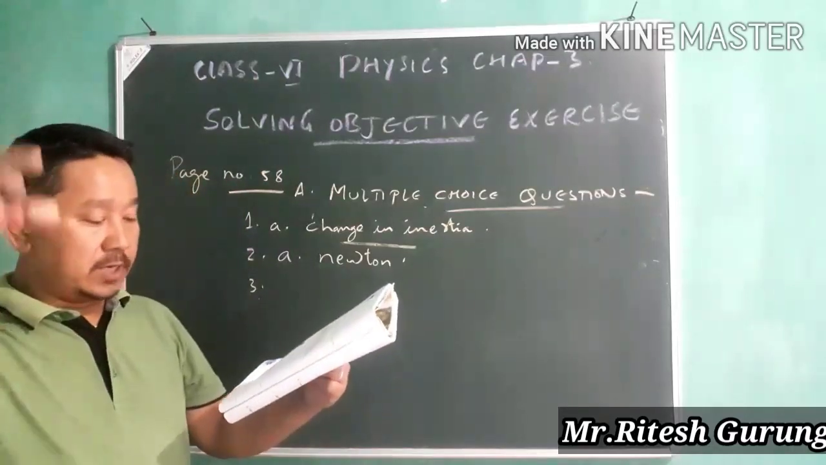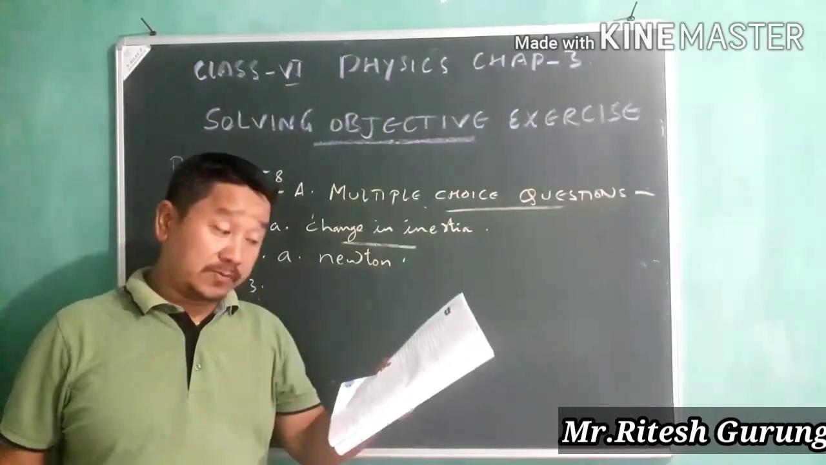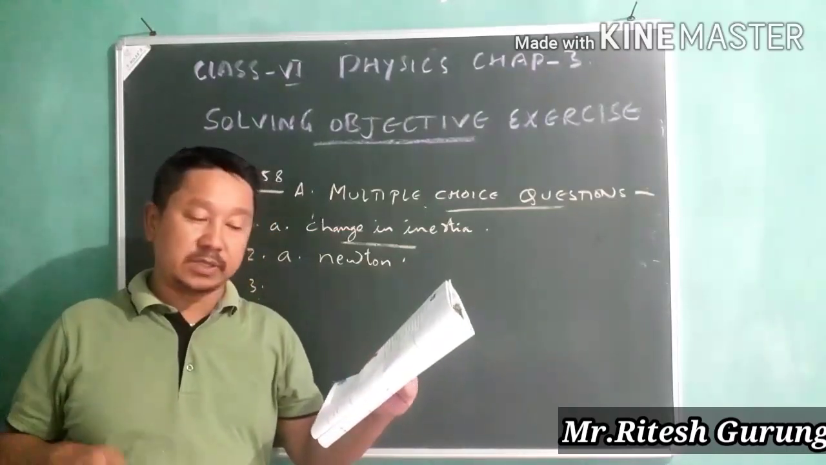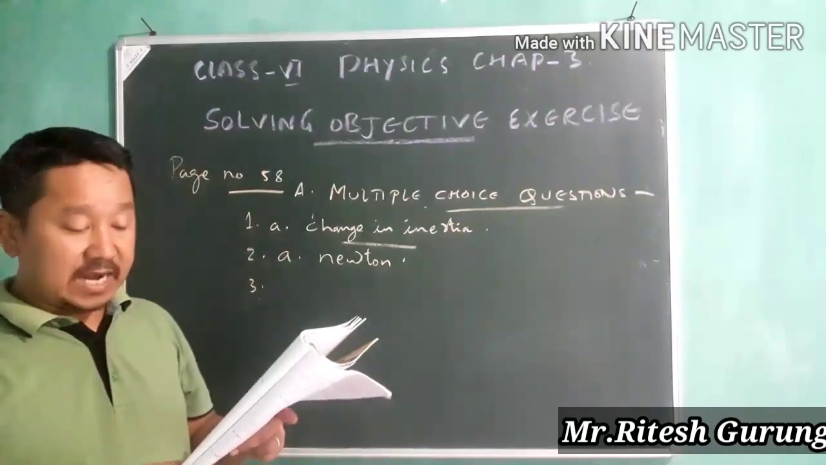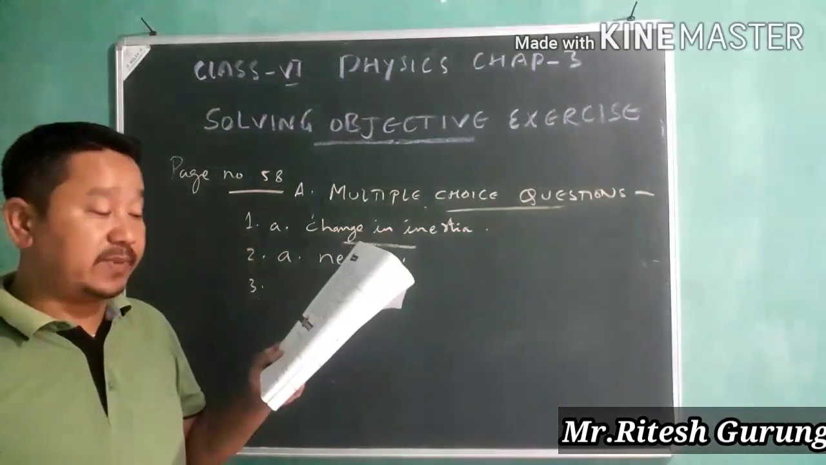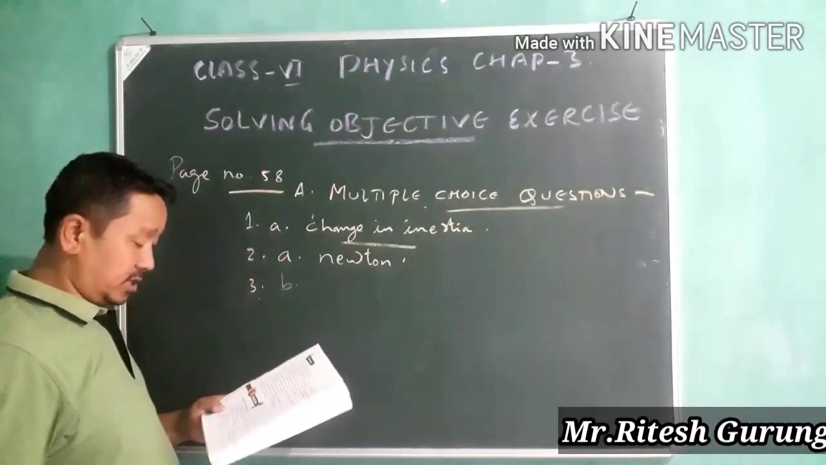Then a stone falling from the top of a tower. So I believe option A, option C, and option D are examples of the force of gravity, and only option B is not the force of gravity. That means option B is the correct option.